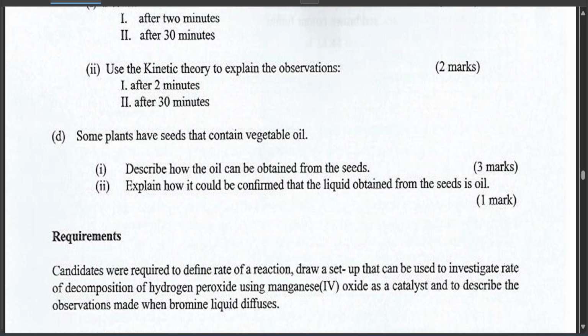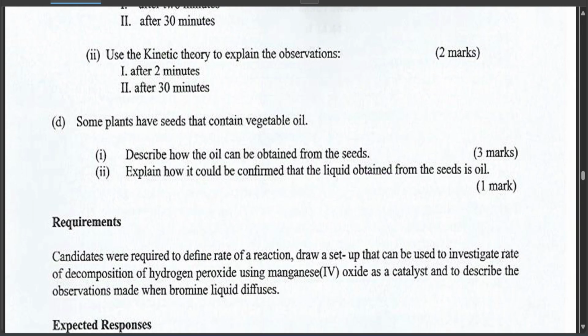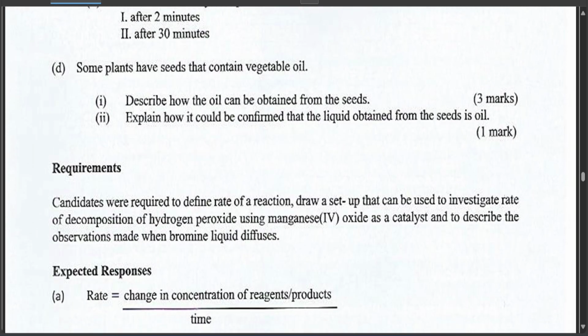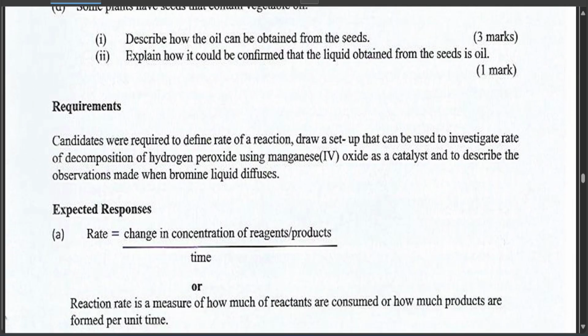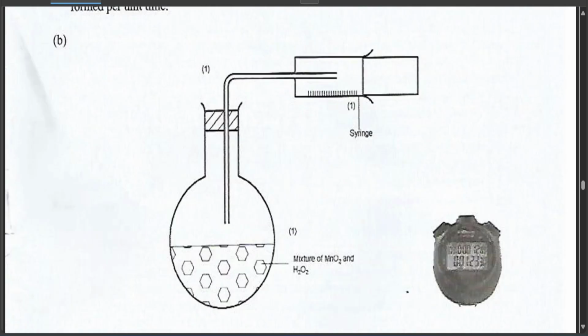So the requirements here: the candidates are required to define rates of a reaction, draw a setup that can be used to investigate the rate of decomposition of hydrogen peroxide using manganese oxide as a catalyst, and also to describe the observations made when bromine liquid diffuses. Obviously, the expected responses.